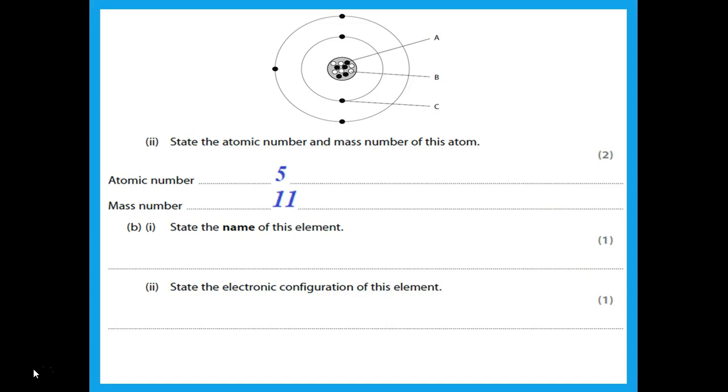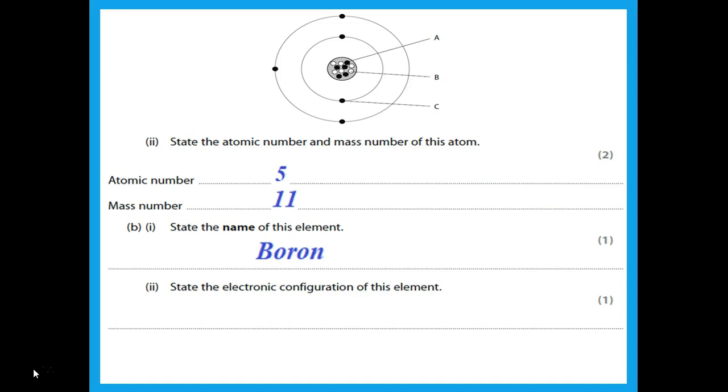What would be the name of this element? How do I know the name of this element? Do I look for the atomic number or the mass number? Remember that we said the atomic number is unique for each element. So you look in the periodic table for something that has the small number 5. When asked to identify an element, you look for its atomic number. That's the small number in the periodic table. You're looking for what has a small number 5, and you will find that that is boron.